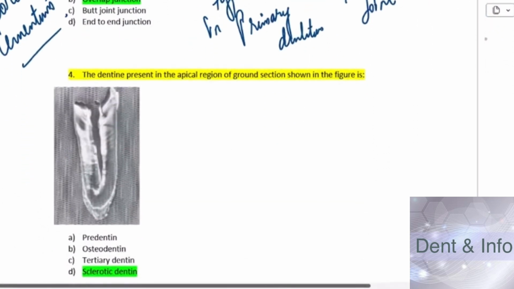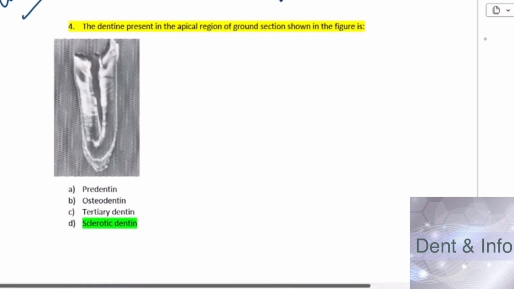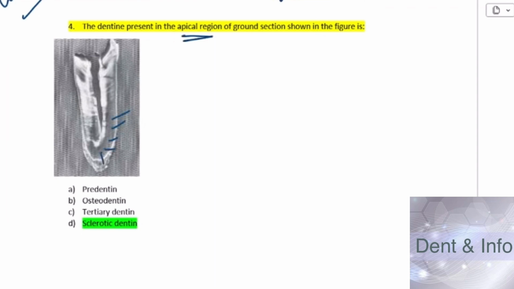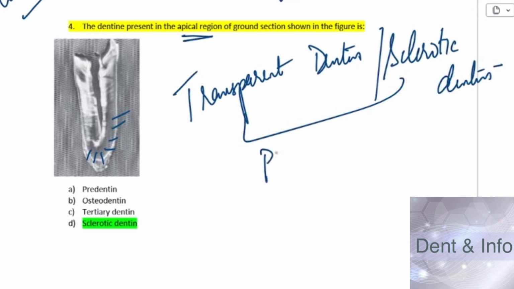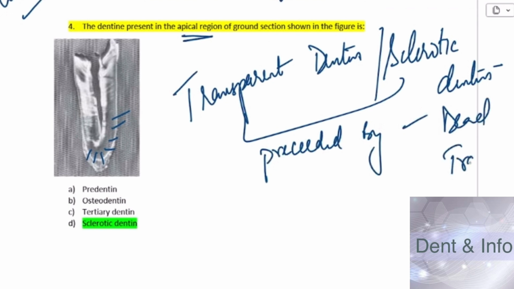Moving on to the next question: the dentine present in the apical region of the ground section shown in the figure. They have mentioned the site, and looking at the picture we can easily make out that this entire part has become transparent. This is transparent dentine, also called sclerotic dentine. Often this sclerotic dentine is preceded by dead tracts. Dead tracts appear dark in transmitted light, which is the light we are using in routine.